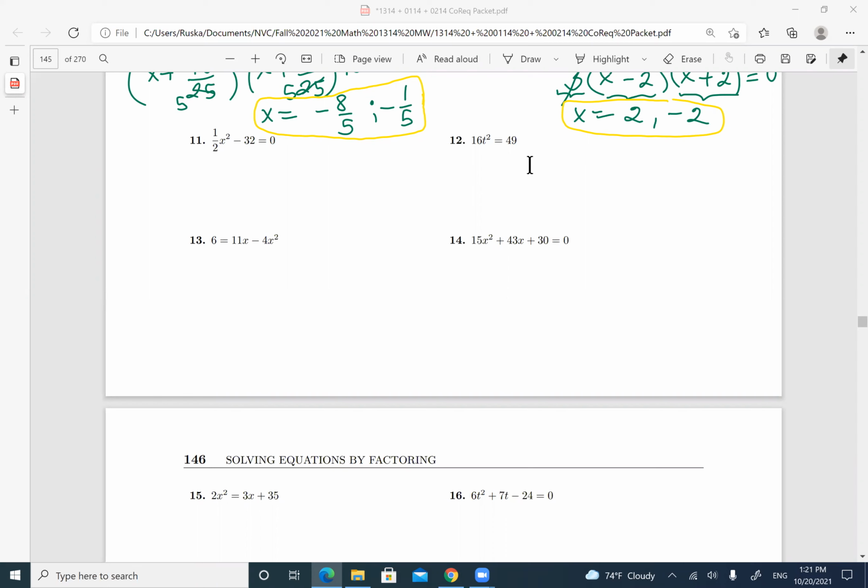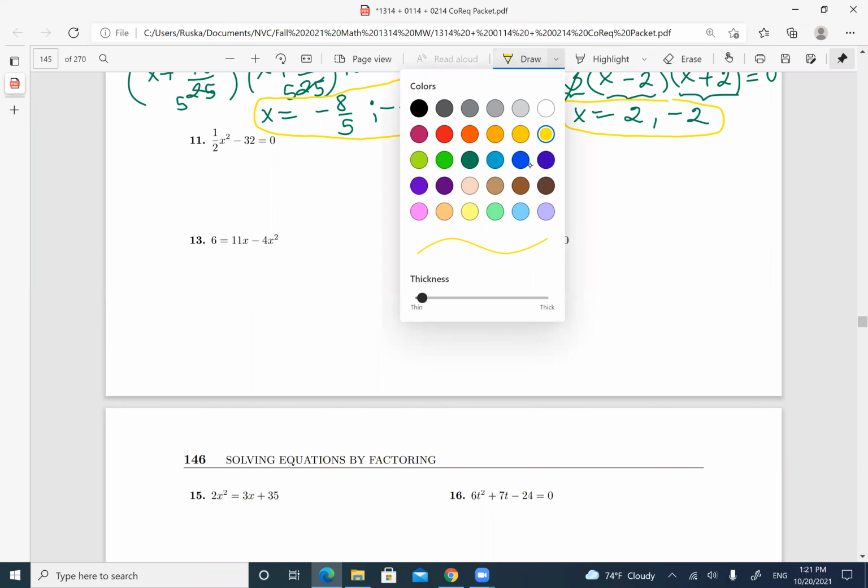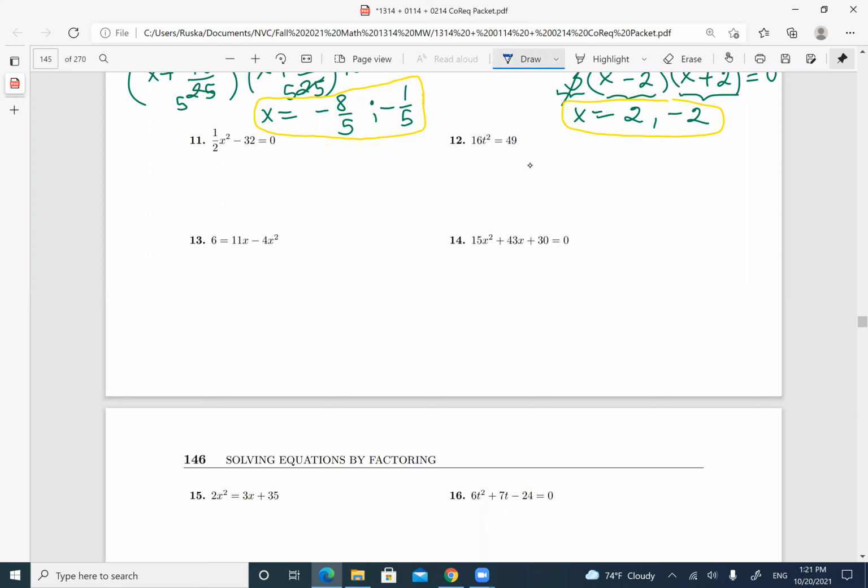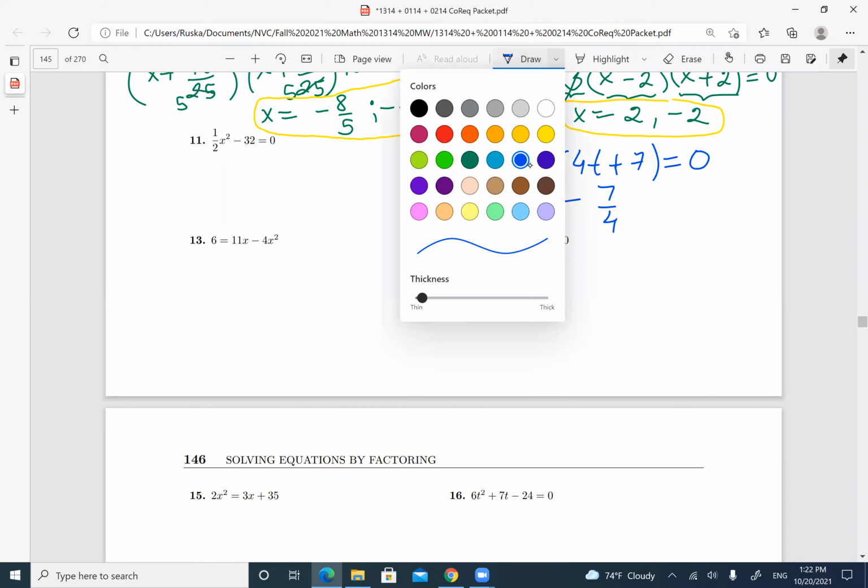Let's do 13. 12 is just when you subtract 49, take the square root of both of those, it's going to be a difference of squares. So for 12, let's do both of those. So you subtract 49, so it's going to be minus 49 equals 0. And then you take the square root. So it's going to be 4t minus 7 and 4t plus 7 equals 0. And that's going to be 7 over 4 and negative 7 over 4. So those are the two answers.